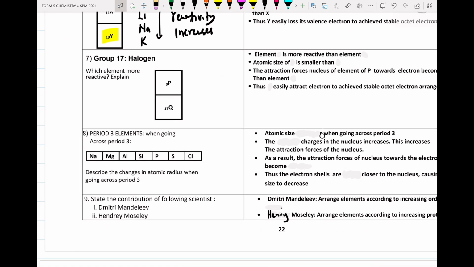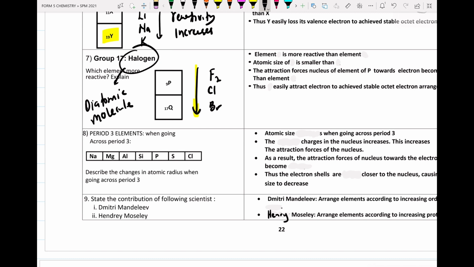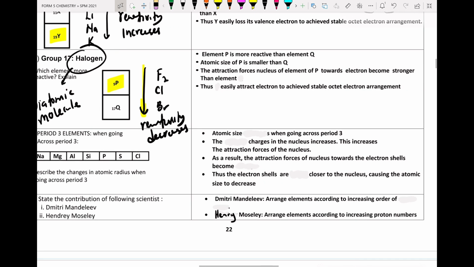And the reverse will be the halogens. Going down group 17, halogens, from fluorine, chlorine, bromine, iodine, astatine. For group 17 elements, always remember they exist as diatomic molecules. Going down group 17, the reactivity decreases. So which one is more reactive? P. Element P is more reactive than element Q. Why? Because the atomic size of P is smaller than Q. The attraction force of the nucleus of P towards the electron is stronger than Q. Thus, P easily attracts electrons to achieve a stable octet electron arrangement.